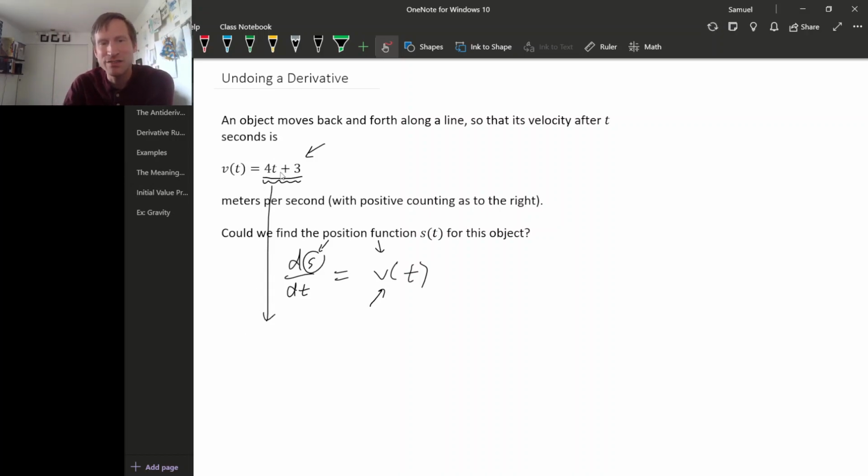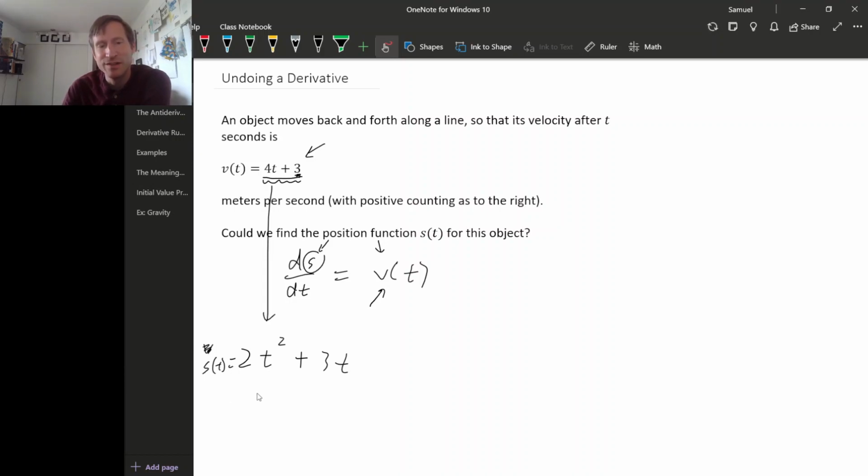So if this 4t part is the derivative of something, it should have come from something that looks like t squared. But, you know, the derivative of t squared isn't 4t, it's 2t. And so we need an extra factor of 2, just so that if we take the derivative of 2t squared, we end up with 4t. And then we can reason about this 3 term the same way. So what is 3 the derivative of? Well, it's the derivative of 3t. So here's a function that might be our position function, right?